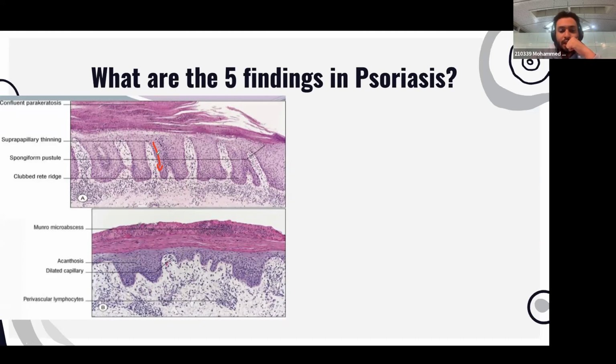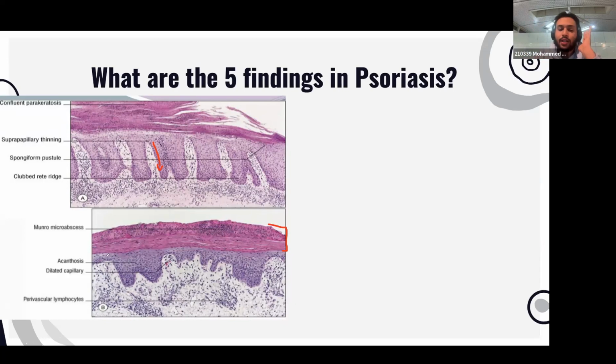Good. That's number 1. Number 2 is, you can see that there is a very increased thickness, but with the thickness, you have retained nuclei. You can see a bunch of nuclei. So what do we call this? Parakeratosis. Now, within the stratum corneum, you have an abscess formation of neutrophils. What do we call this abscess? Munro microabscesses. Good.